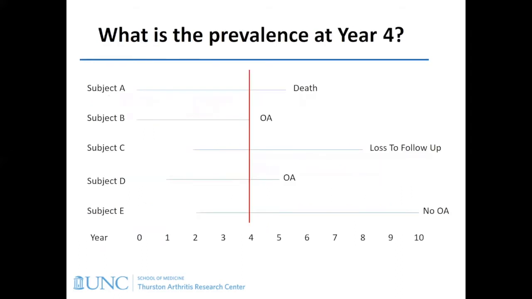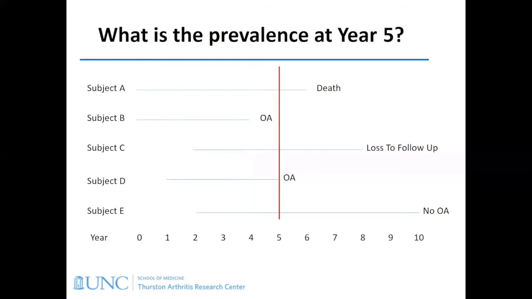So this is an example here using that same diagram that we looked at before. So maybe we're interested in the prevalence at just year 4. So here we see that there's 1 individual who has osteoarthritis when we look at year 4. This individual didn't end up developing it till later. So if we were to do our calculation of prevalence, we would say that at that time point at year 4, there was just 1 case out of a total of 5 subjects. So the prevalence would be 20%.